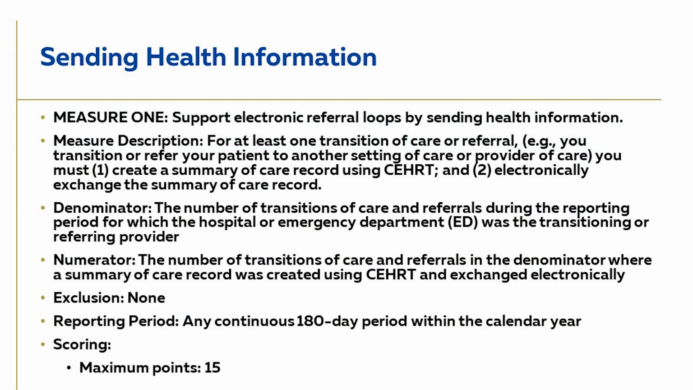Sending health information. If you choose this measure, you also have to choose a second measure for receiving and reconciling health information. This measure requires that you use your certified electronic health record technology to create a summary of care record and electronically exchange this record. You will submit the numerator and denominator data for this measure. It is worth up to 15 points. There are no exclusions available for this measure.